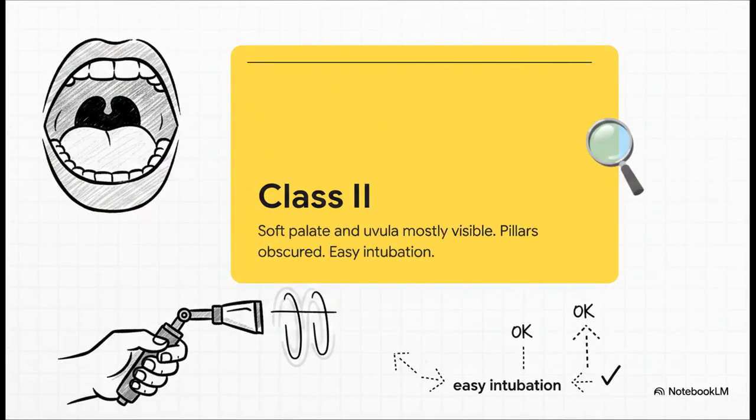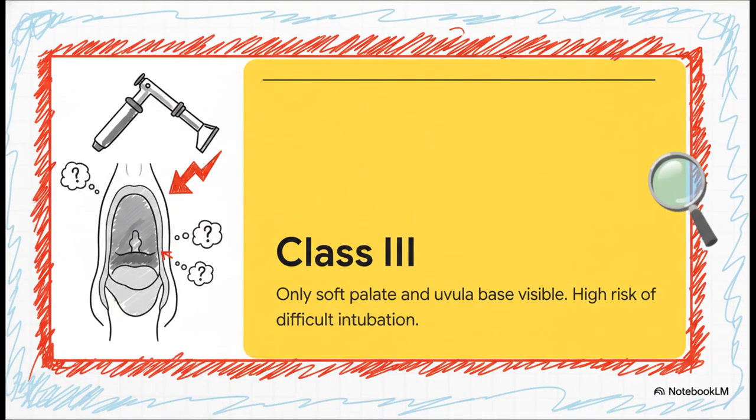Now, as we move to Class II, the anatomical picture shrinks just a bit. You can clearly see the soft palate and most of the uvula, but notice how the tonsillar pillars are now hidden by the base of the tongue. Clinically, this is still a relatively easy intubation. You might run into some minor expected difficulties getting a perfect view of the vocal cords, but there are no serious obstacles yet.